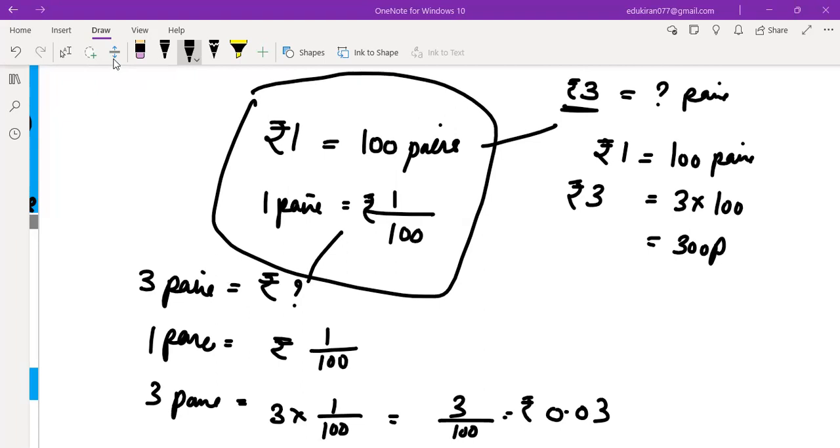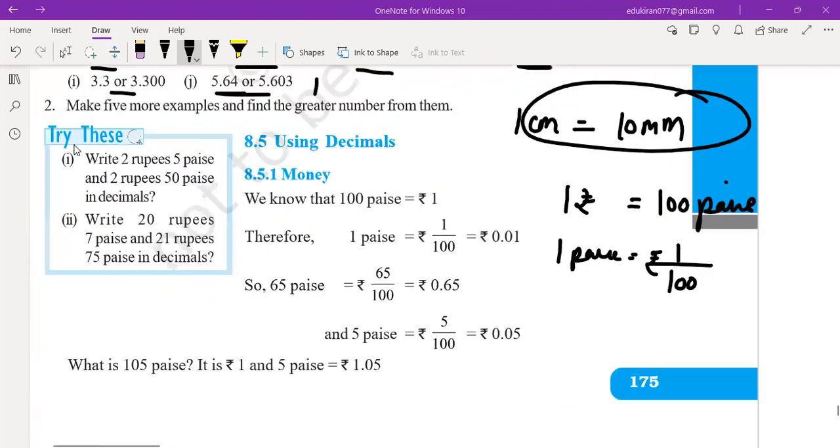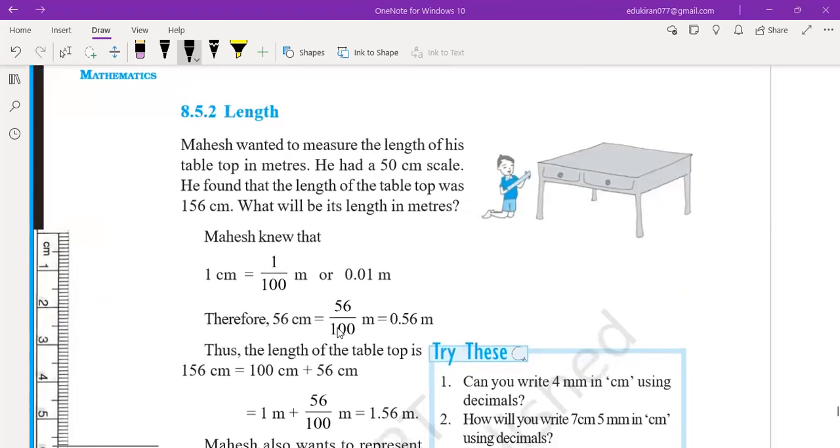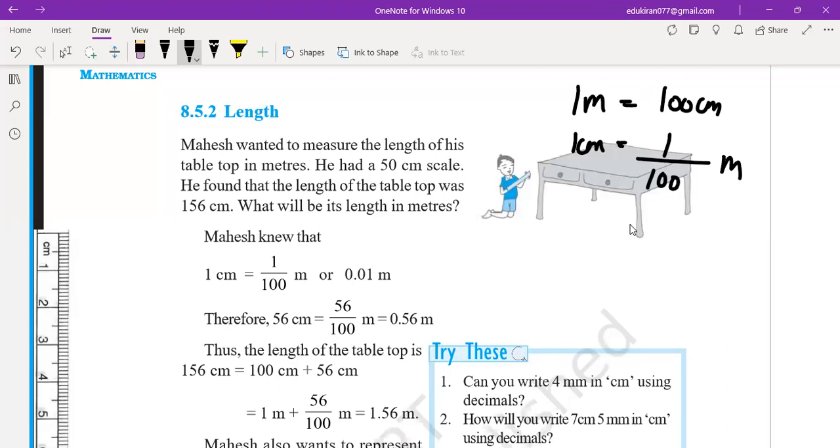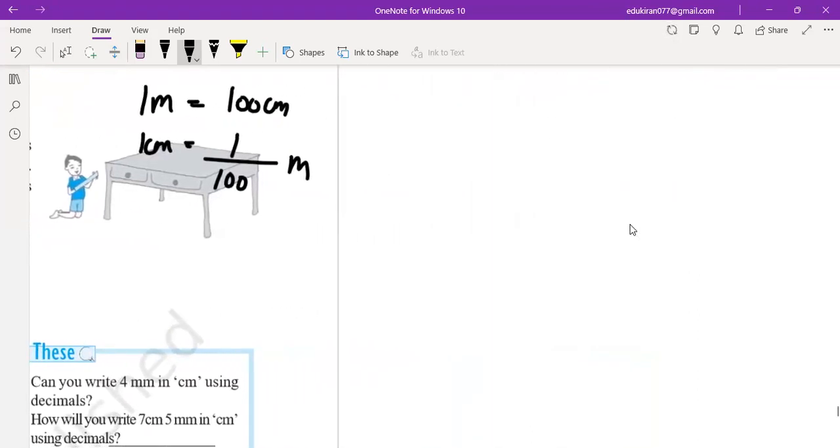Abubakar, you are also there? Okay. Now one more conversion is there for centimeter and meter. Over here, what you are going to write is: 1 meter equals 100 centimeter. So in 1 centimeter, there would be 1 upon 100 meter. Right?